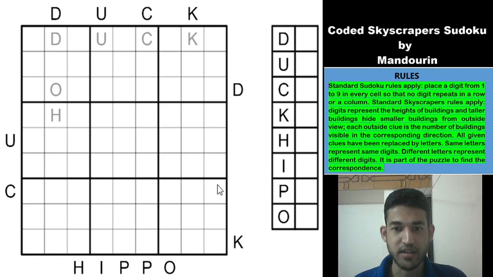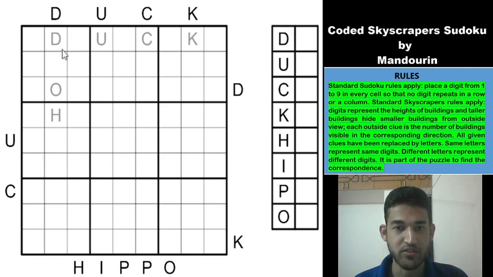So let us move on to the rules now. Classic rules apply. Each row, column and 3 by 3 box will have digits from 1 to 9, and standard skyscraper rules apply. The skyscraper rules are digits represent the heights of buildings, and taller buildings hide smaller buildings from outside view.